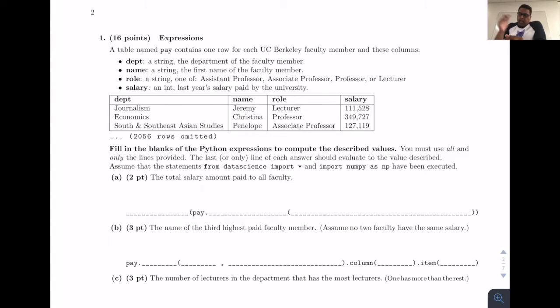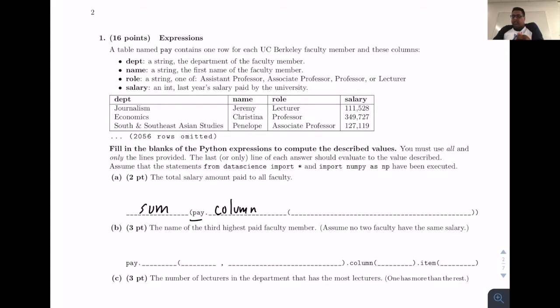So now we have to think, what are some ways we know how to sum things? Well, the sum function does a pretty good job of that. So what do we want to sum? Well, we want to sum a specific column of the table pay. To do that, we can do pay.column.